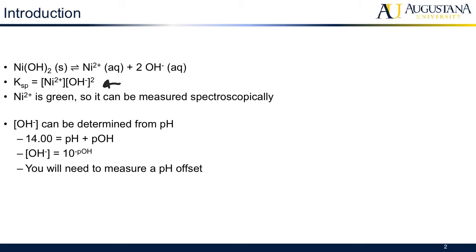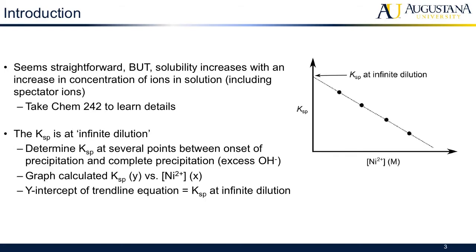Well, the nickel 2 plus is green in color in aqueous solution, so we're going to determine the concentration of nickel 2 plus spectroscopically using the colorimeter. OH minus can be determined by measuring the pH of the solution. And so what you're going to do is measure the concentration of nickel 2 plus and the concentration of hydroxide at several times for saturated solutions of nickel hydroxide.